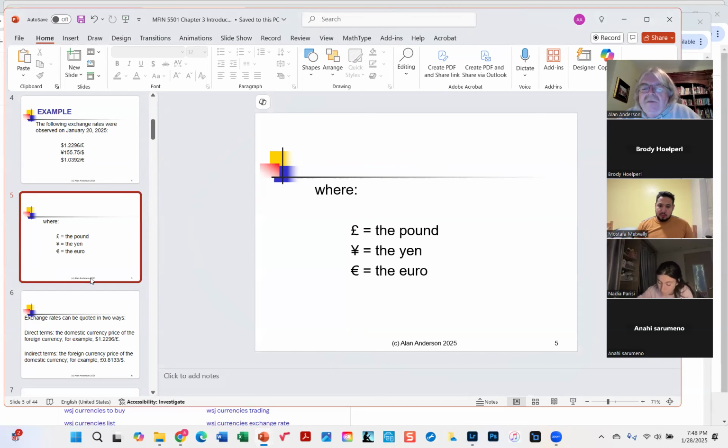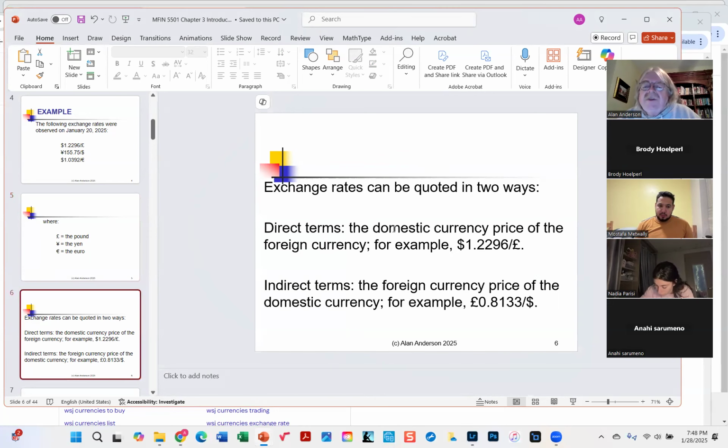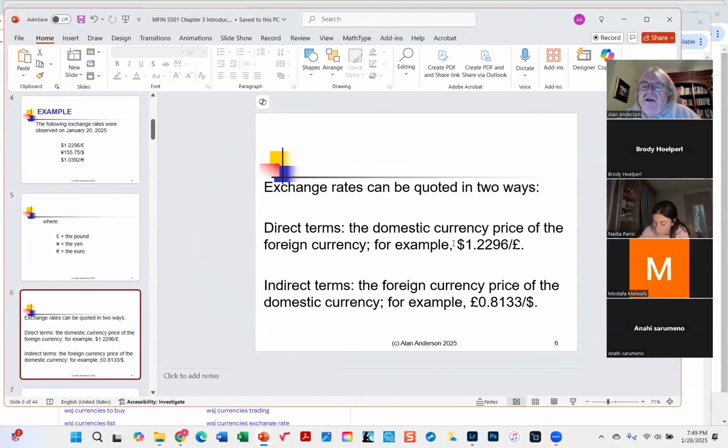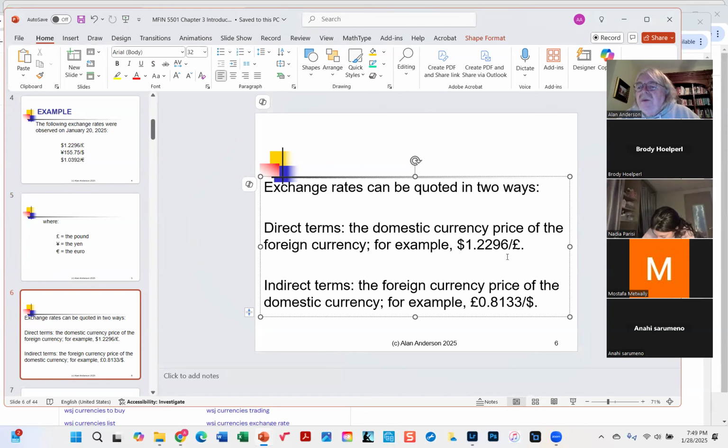All right, now, as we started to talk about before, you saw in that Wall Street Journal page that there are two different ways of quoting a currency. For example, the dollar and the pound. Now, this is taken from a week or so ago, but if you notice, we have 1.2296 dollars per pound, which is equivalent to 0.8133 pounds per dollar. How do we go from one to the other? We simply divide it into one.